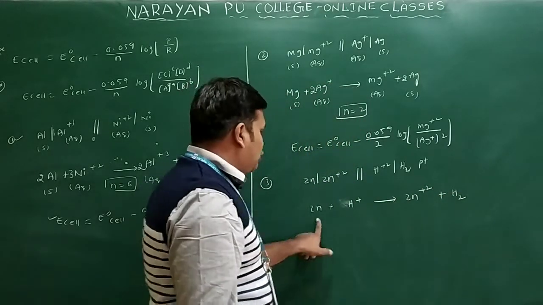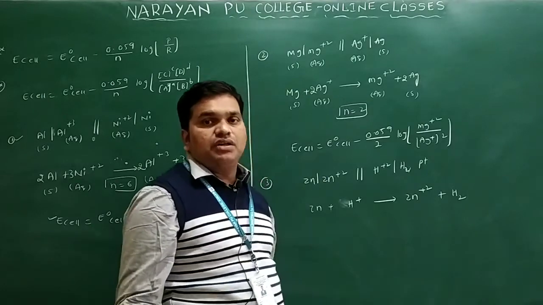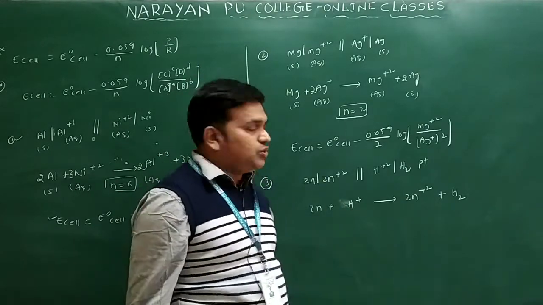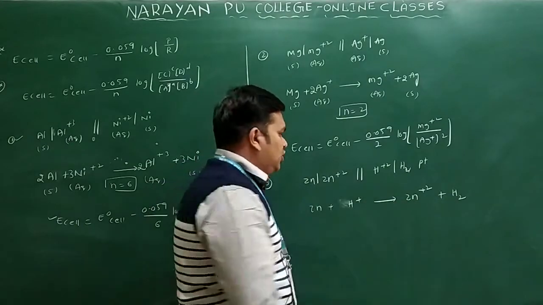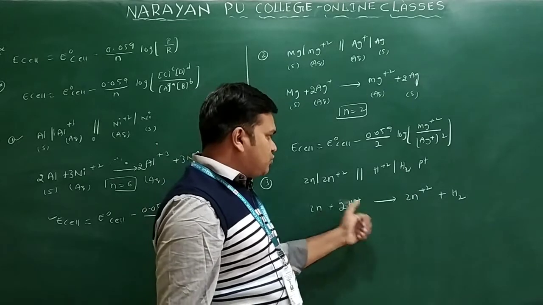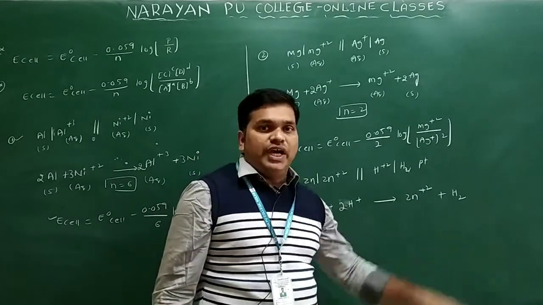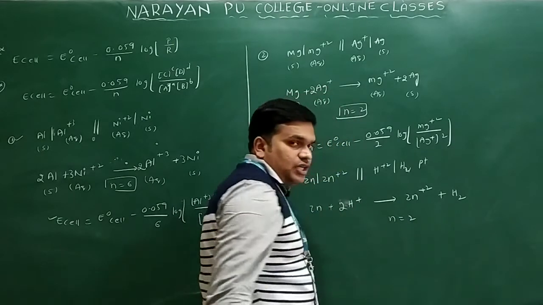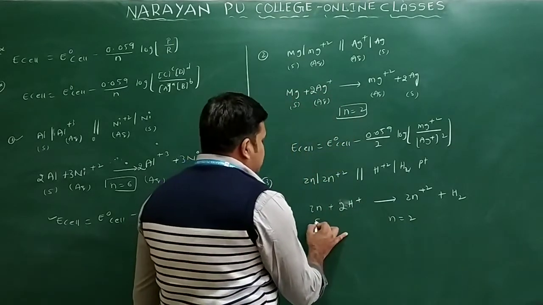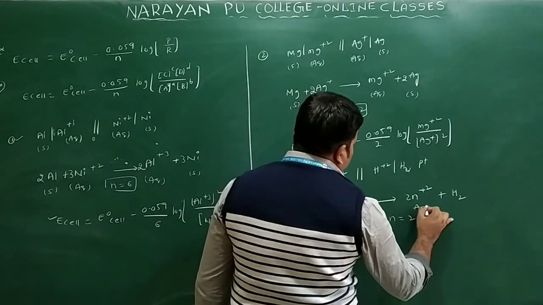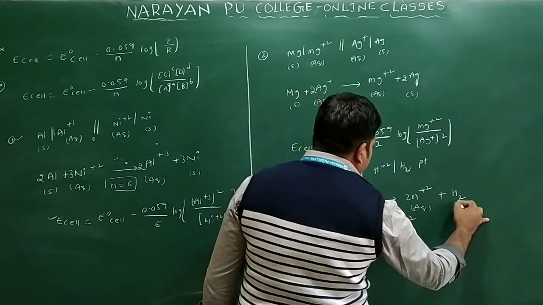So Zn is converted to Zn2+ by changing how many electrons here? 2 electrons only. Here H+ is converted into H2: here plus 1, here 0. If you write here 2H+, then Zn plus 2H+ gives you Zn2+ plus H2 only. Number of electrons changed is 2 only. So this is solid, this is aqueous, this is aqueous, this is gas.